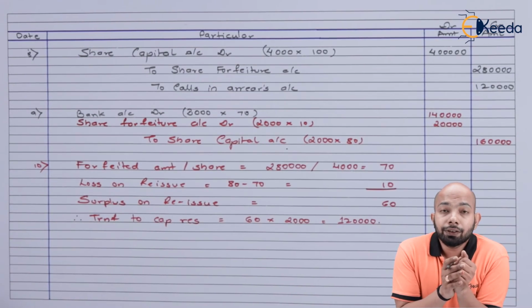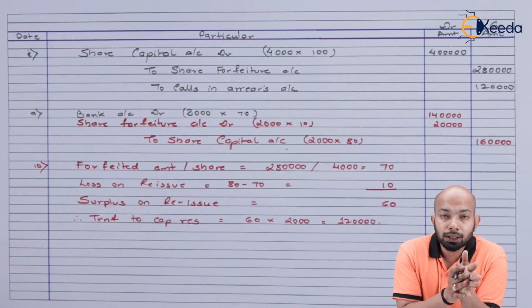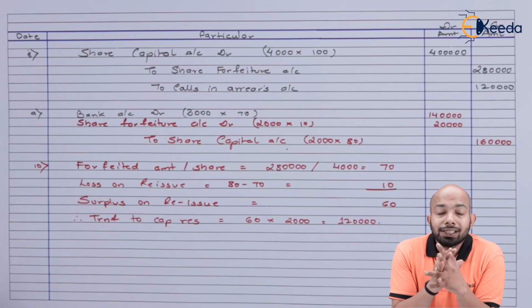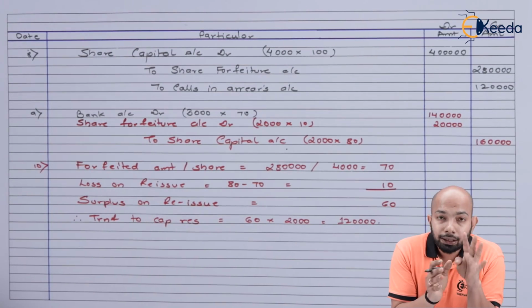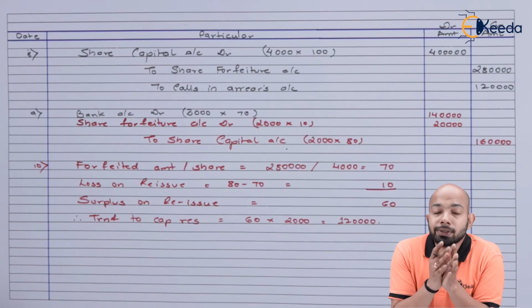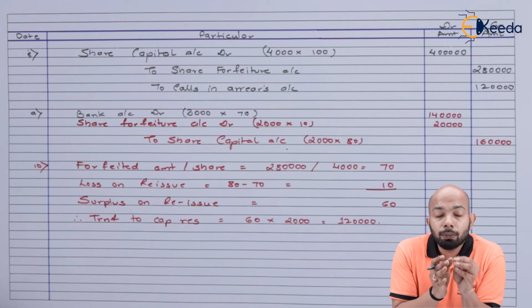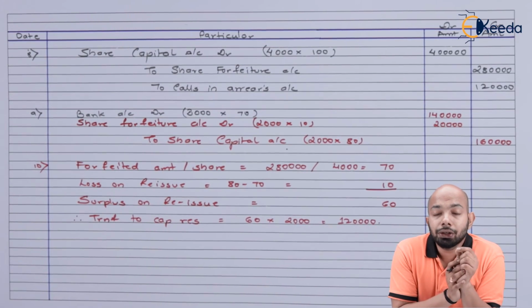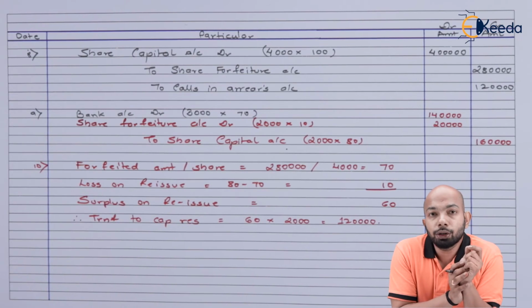Now the calculation that we have done here is made very simple for you to understand. We have done the calculation in the simplest manner. There are four steps that you need to do. The fourth is the conclusive step. The first three steps are the most important steps. Whenever partial transfer or partial reissue is done, the first thing that you need to figure out is the forfeited amount per share.